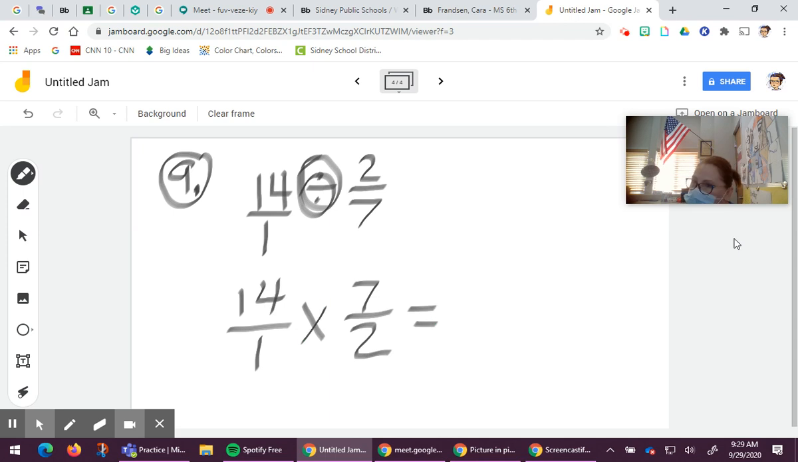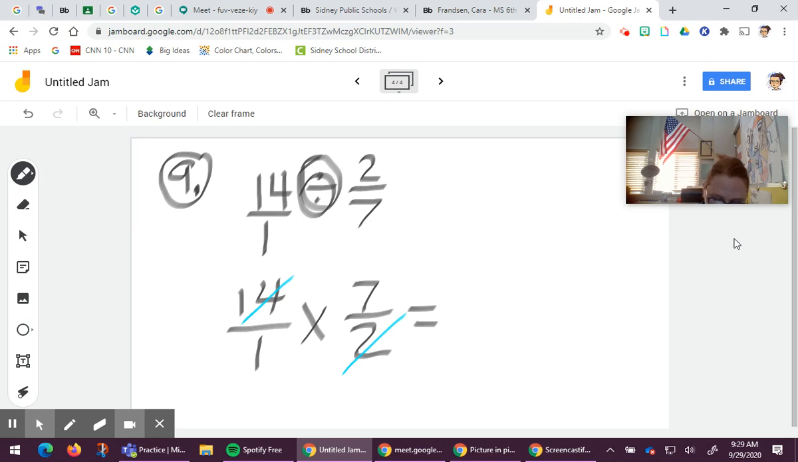Now I could do 14 times 7 if I wanted to, or I could simplify before I multiply. Okay, I will choose to simplify this time before I multiply. And what that means is if you can identify diagonally a factor that the numbers have in common, you can simplify before you multiply. In other words, you can divide out those common factors ahead of time.